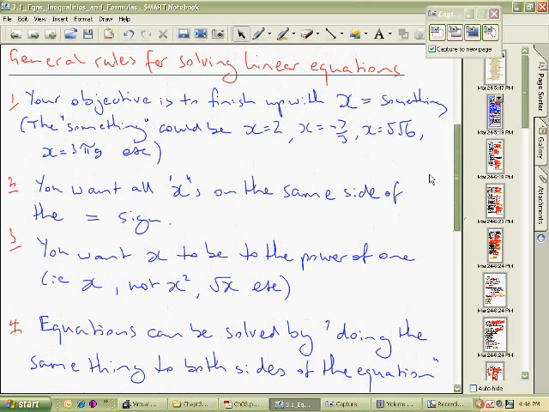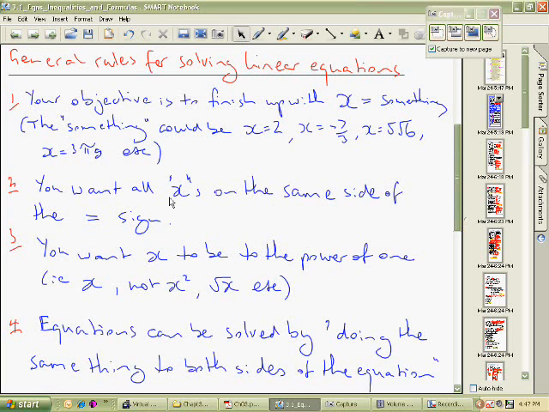There's a number of rules for solving linear equations. Your objective is always to end up with x equals something, or it might not be x that's used, it could be some other letter, but whatever it is, you'll end up with that letter equals some number. It could be something like x equals 2 or minus 7/3 or some number. It could also be x equals 3 pi g, or some other variables as well, but it'll always be x equals.